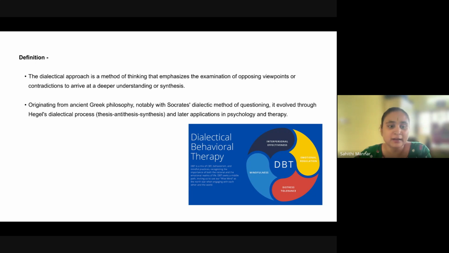And to add to that, dialectical DBT, we all know that it is called DBT, also aids in emotional regulation. It helps both the students and also the staff to manage their emotions very effectively.